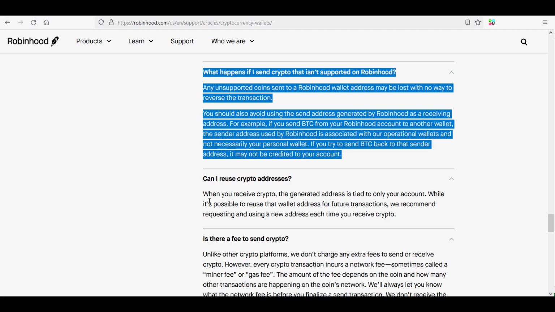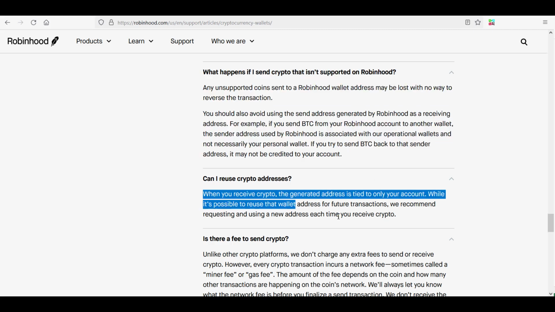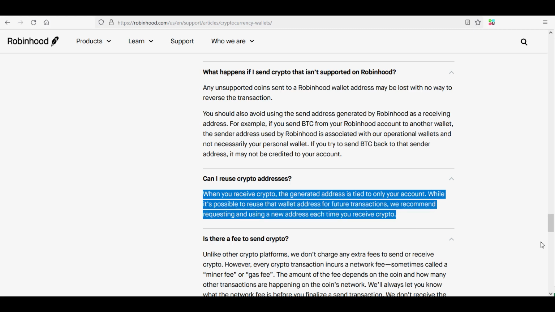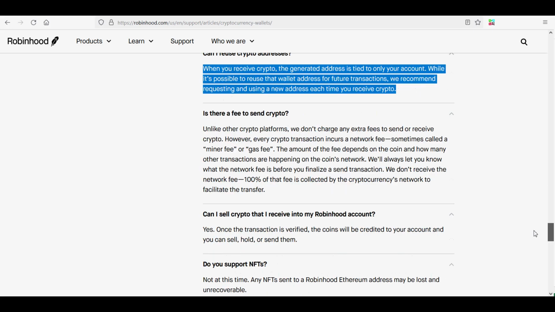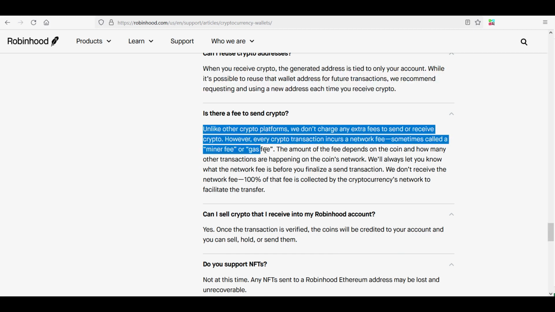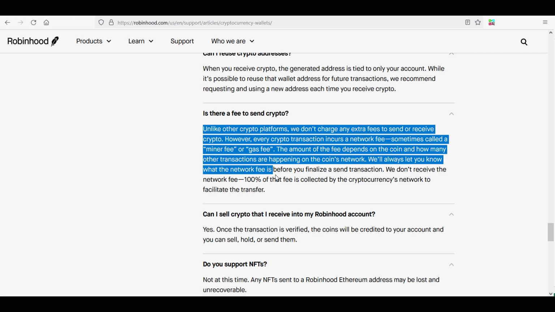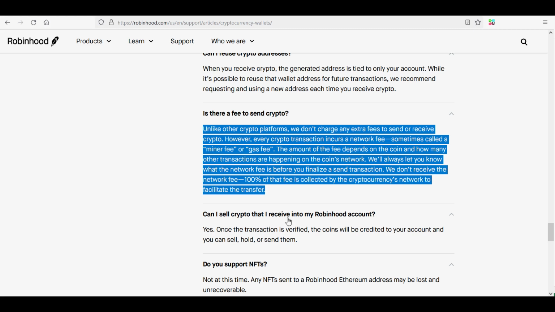Can I sell crypto that I receive into my Robinhood account? Yes. Once the transaction is verified, the coins will be credited to your account and you can sell, hold, or send them. Does Robinhood support NFTs? Not at this time. Any NFTs sent to a Robinhood Ethereum address may be lost and unrecoverable. Does Robinhood support airdrops, forks, et cetera? Not at this time. If you want to participate in an airdrop or fork, Robinhood recommends you send the associated coins to an external wallet that supports them.